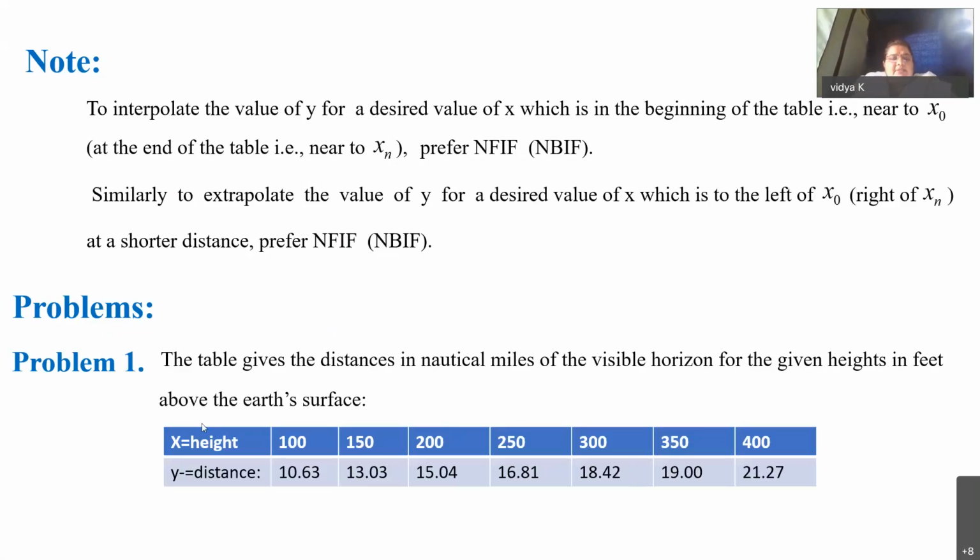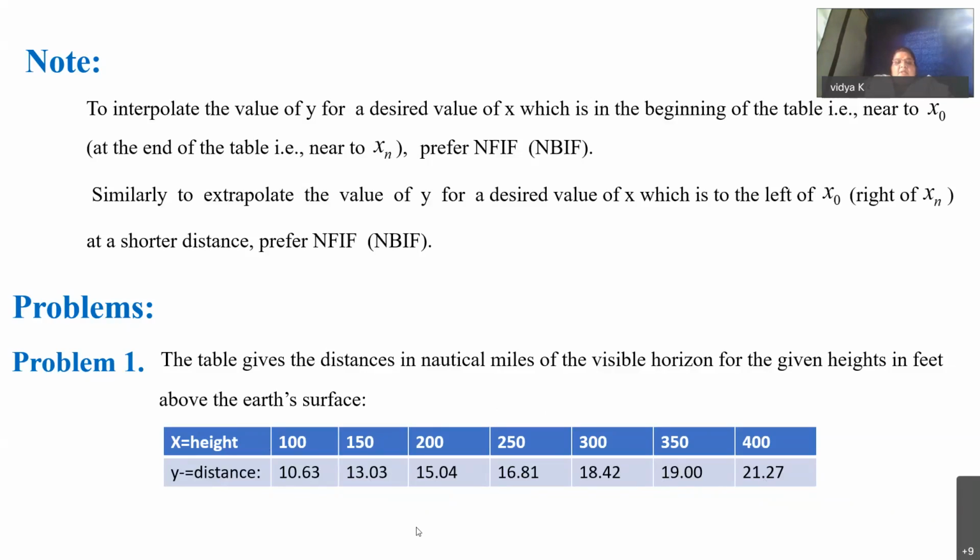Okay, so they had given x as height and a corresponding value of y, which is giving the distance in nautical miles of the visible horizon. So when you are at the height of 100 feet from the Earth's surface, you may see the visible horizon at 10.63 nautical miles. If you are at the height of 150 from the Earth's surface, the visible horizon is at a distance of 13.03 nautical miles. So this is how they had given some observations in the table as observed data.